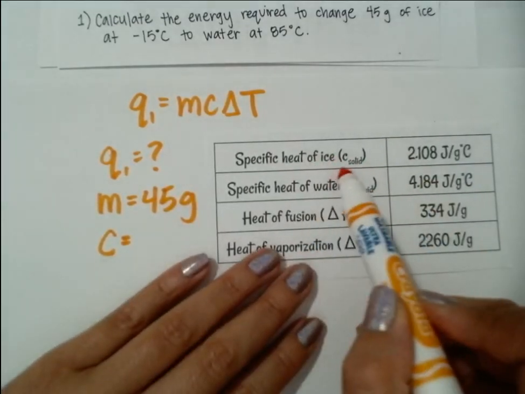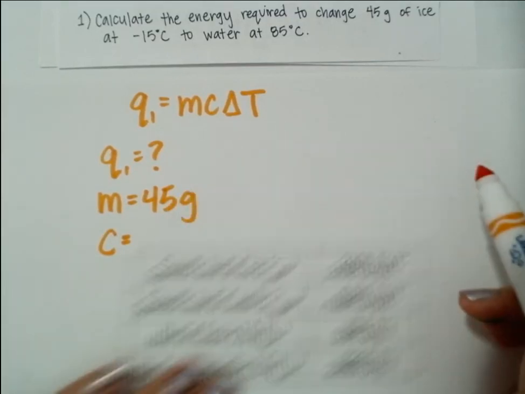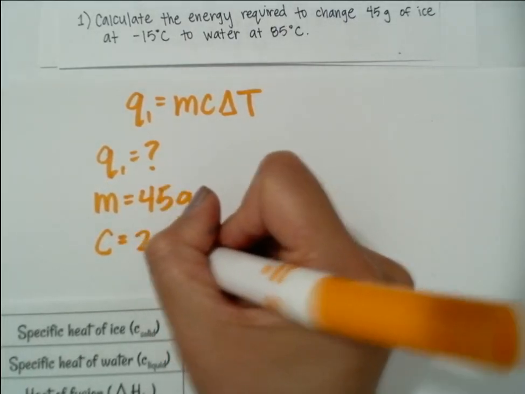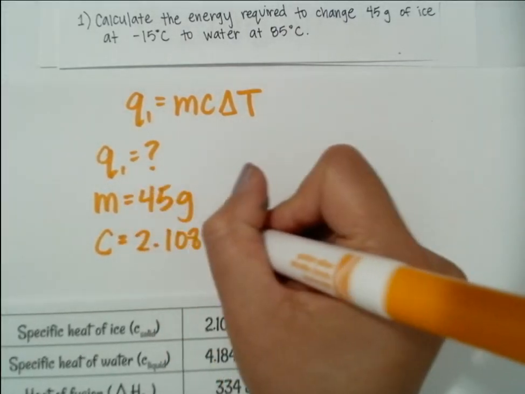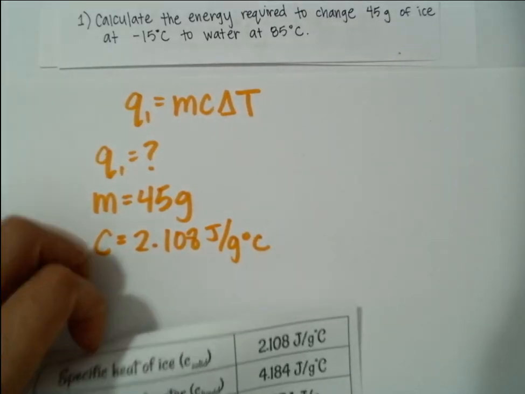So for ice, it's a solid, so I'm going to use this value right here. Okay, this is a constant. It's going to be given to you. So 2.108 joules per gram degree Celsius.